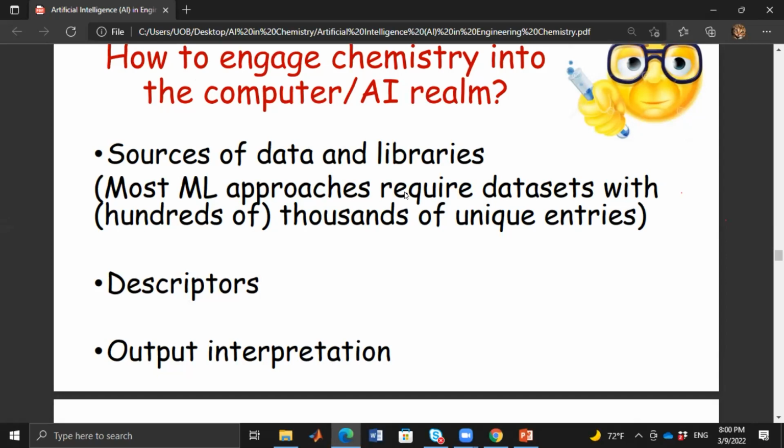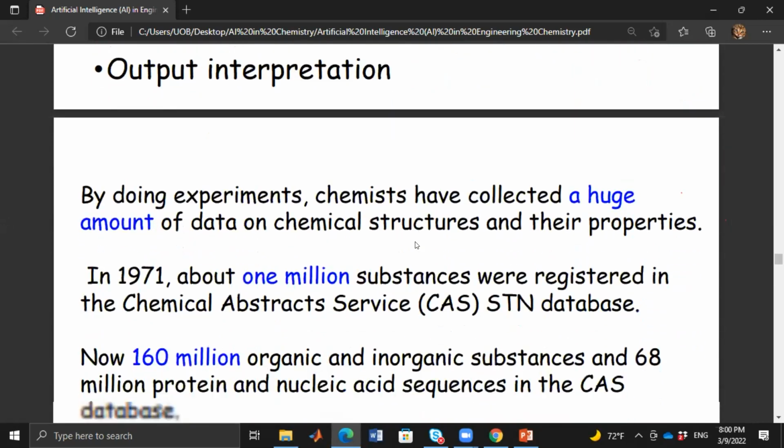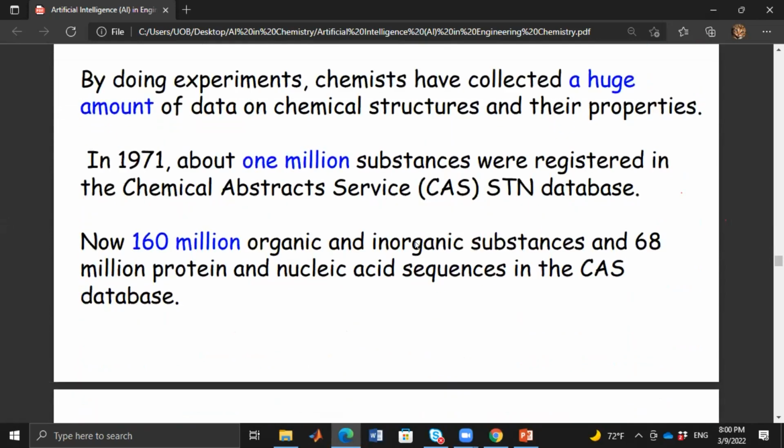For that you need libraries and data sources, and you need a descriptor, to transform this data into a form the computer can understand. That's what we call a descriptor. And then we have to interpret this data. Of course, again, the data is a huge amount of chemical structures.